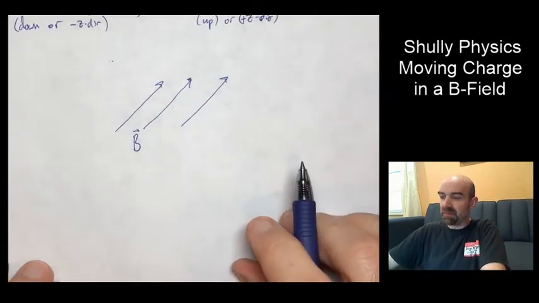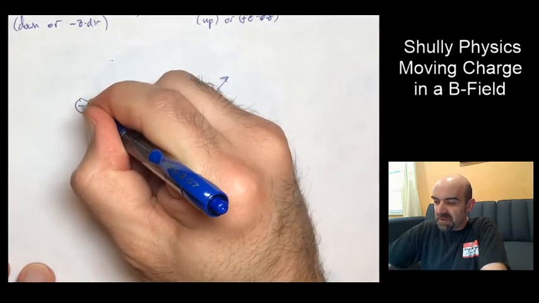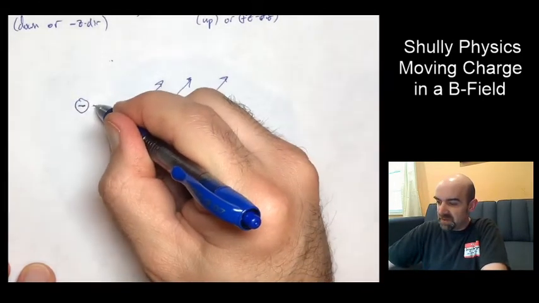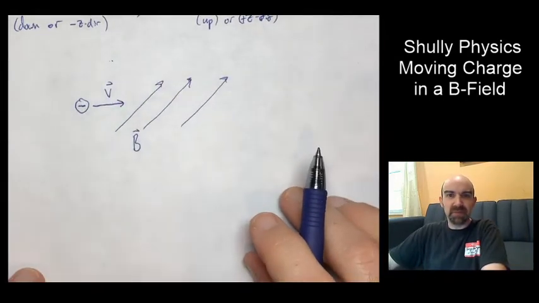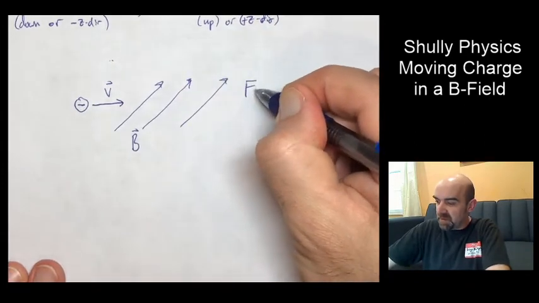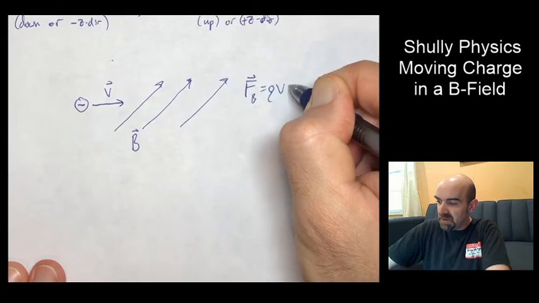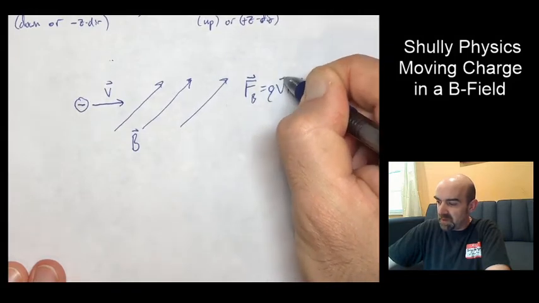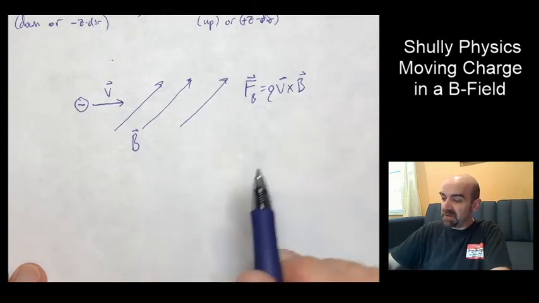Okay. And now we're going to take a negative charge, let's say an electron, with a velocity in this direction. Now what's going to happen? Well, consider magnetic force equals QV cross B.